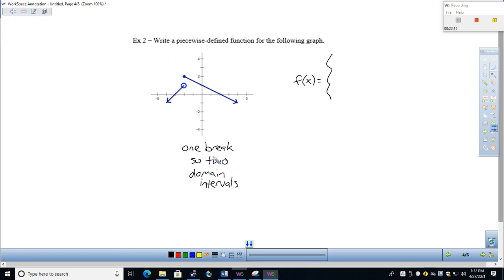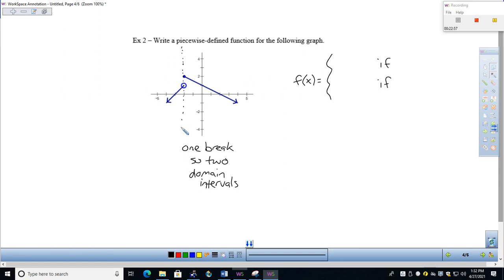I already figured out it's going to be broken up into 2 parts. As soon as I realize, oh, it's one break, 2 parts, what I do personally is I leave some room and I just do 2 ifs. Nice and easy. I like starting out easy. Makes me feel confident. And then I move into the next piece. After I realize that there are going to be 2 domain intervals, and I need to figure out what those domain intervals are, I go to the break, and I draw my very light dotted line at the break.